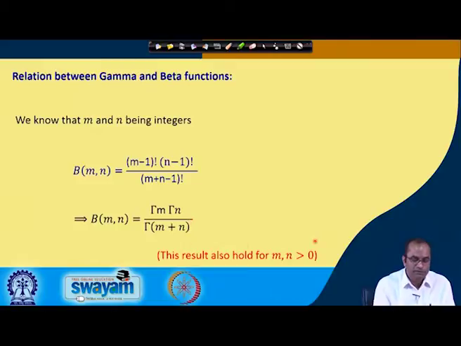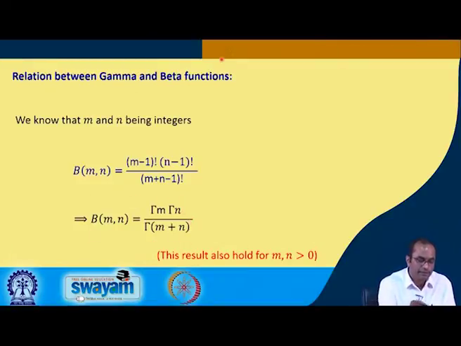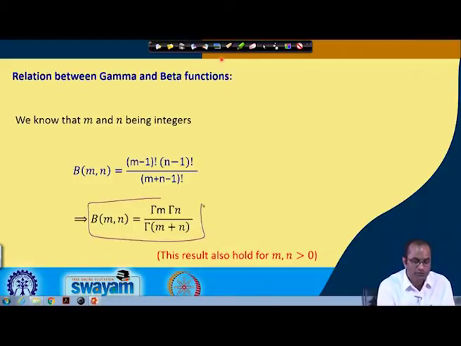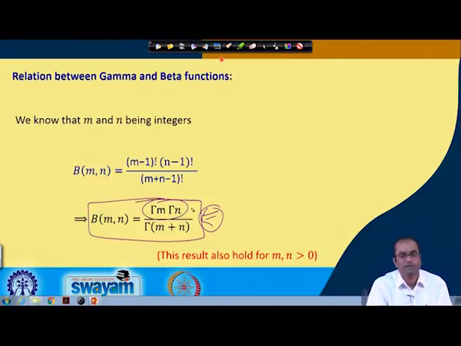And what is interesting, which we are not showing here, is that this result also holds when m and n are not integers. So, they are just positive numbers. In that case also this result holds, because gamma is defined for non integer values as well, naturally. So, this beta m n is defined as gamma m gamma n over gamma m plus n.